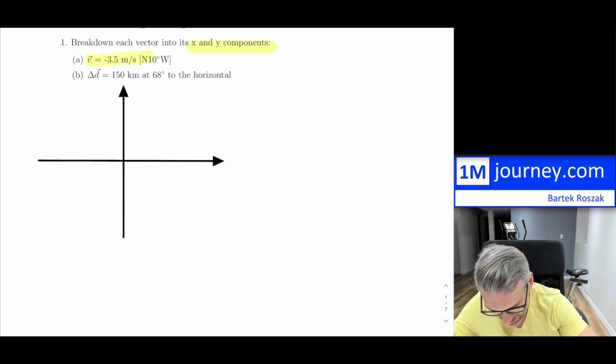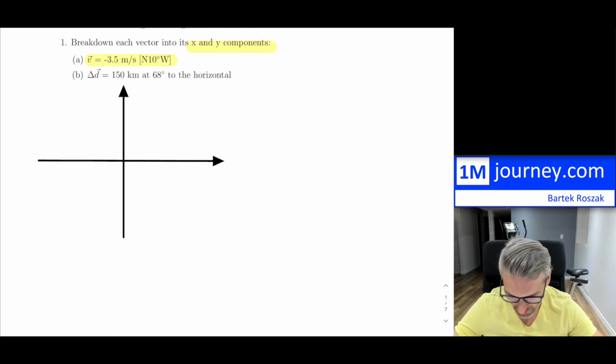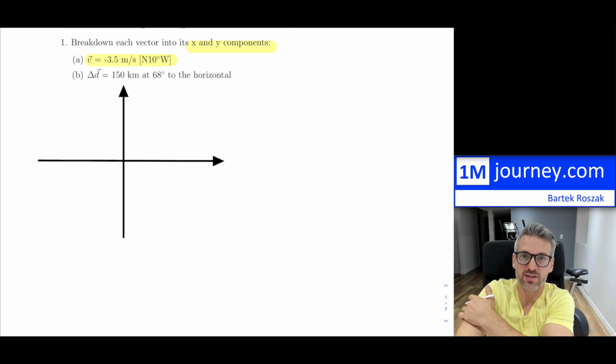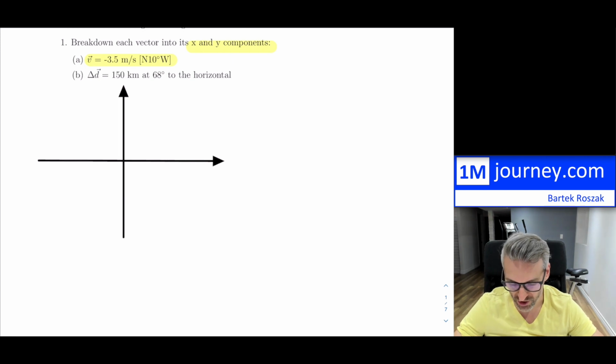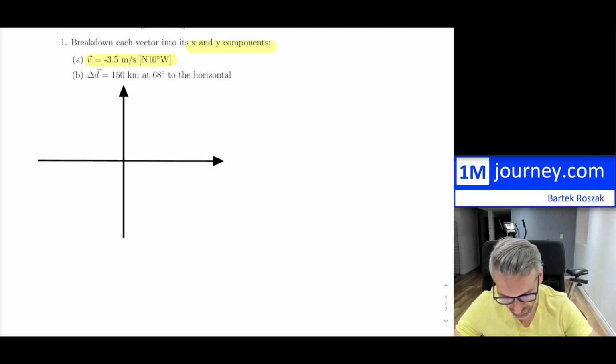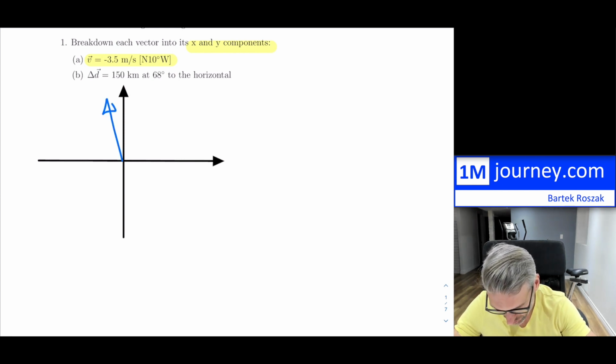The first one is negative 3.5 meters per second, and notice it is north 10 degrees west. On purpose, I've made it negative because I wanted you to realize that the negative will switch the direction. If you're starting from north, you're going 10 degrees and then going west. So this would have looked like this.